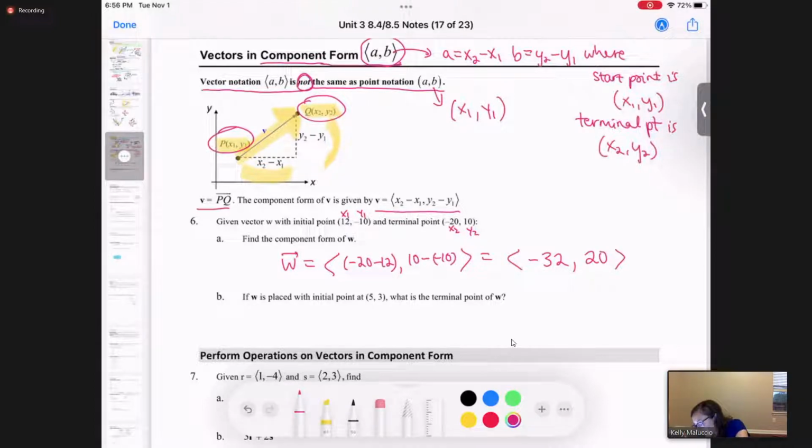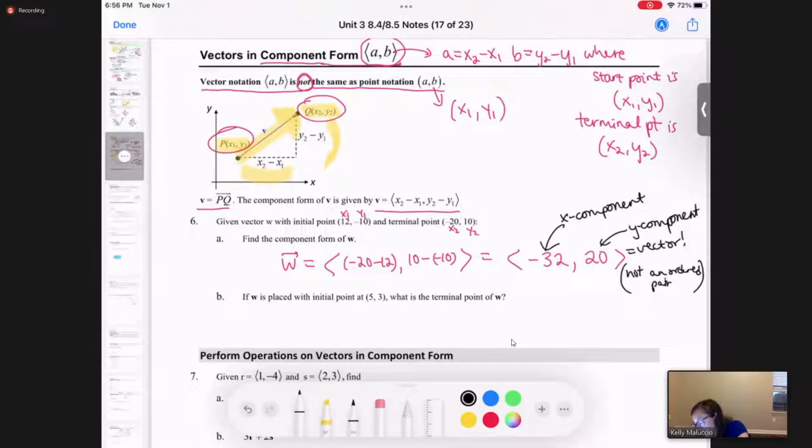And so from this, we can see that this is the x component. This is the y component of the vector. So it does not mean the ordered pair, it's not the same thing. And this is not an ordered pair. Just to remind you, this is a vector.